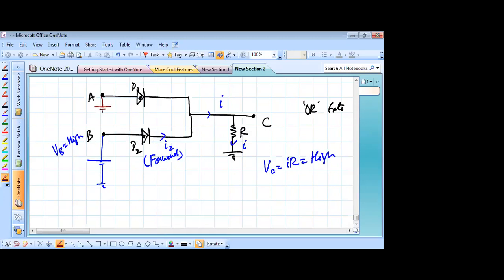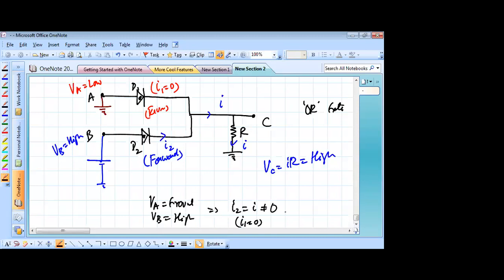Suppose this is grounded. So this is reverse biased. So I1 is 0. There is no current in this, but still there is this I. So VA is ground, VB is high, which corresponds to I2 equal to I, non-zero, and I1 equal to 0. So the voltage of the point C becomes high. Similarly, VA high and VB ground would give you again some current.